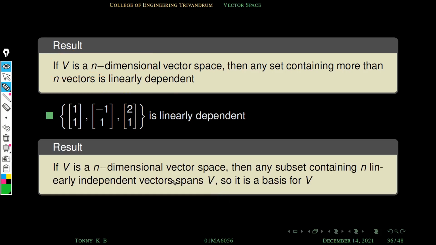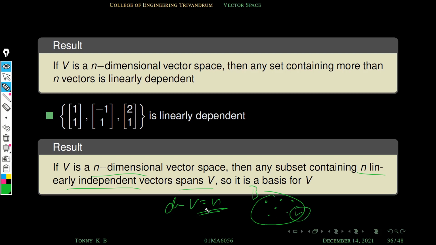This is another useful result. If V is an n-dimensional vector space, then any subset containing n linearly independent vectors spans V. So it is a basis. Because already we know that the dimension of V is n. Then what about a basis? Since the dimension is n, we know that a basis should contain n vectors, right?